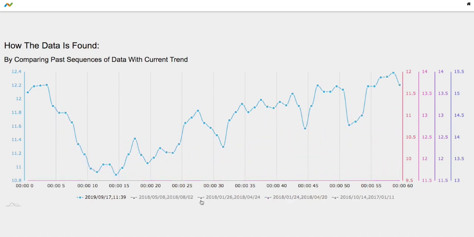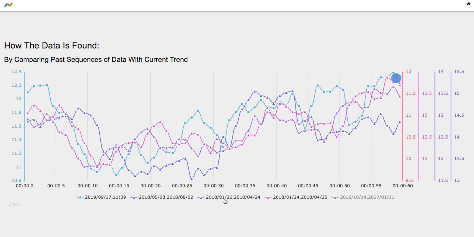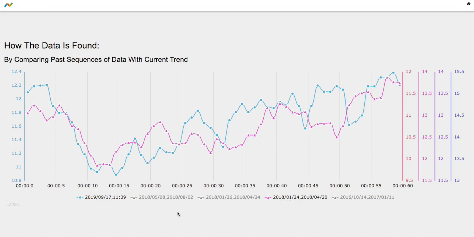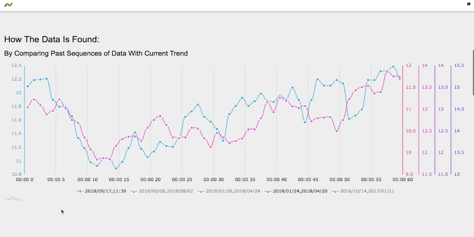If you overlap that with other models, I do find that this trend, January 24th to April 20th, 2018, was the best match to the current trend.